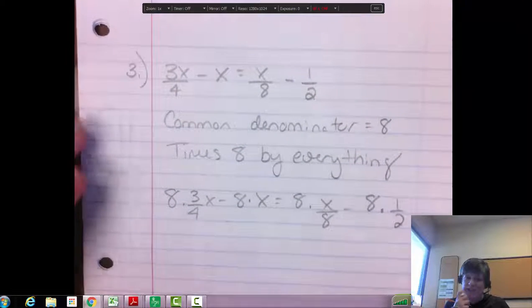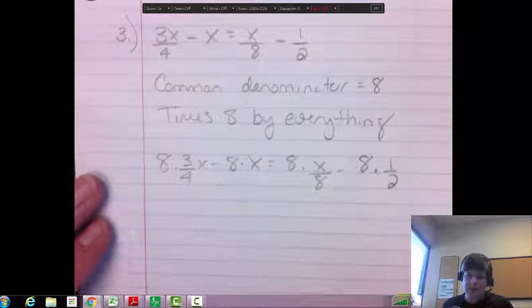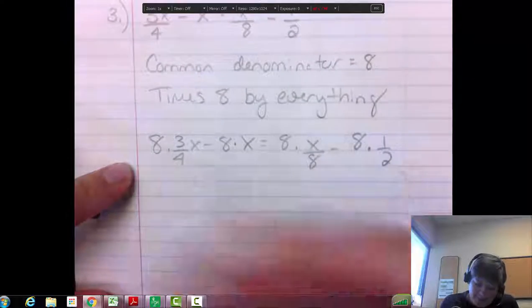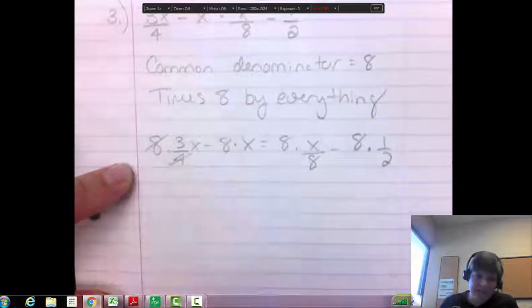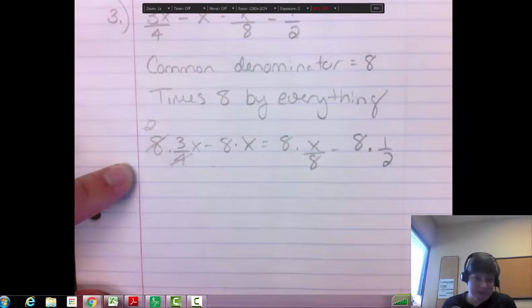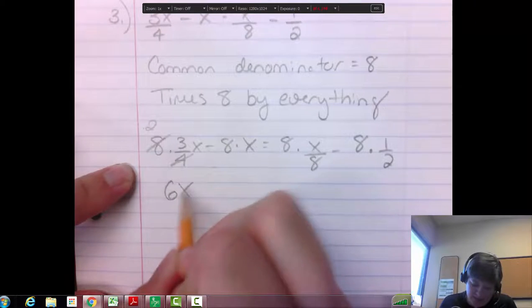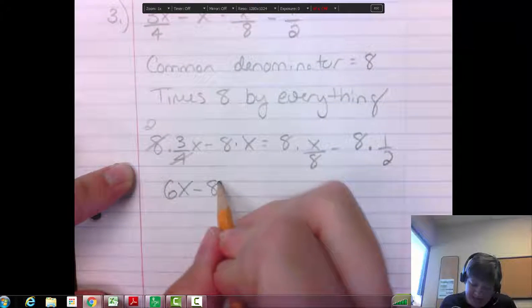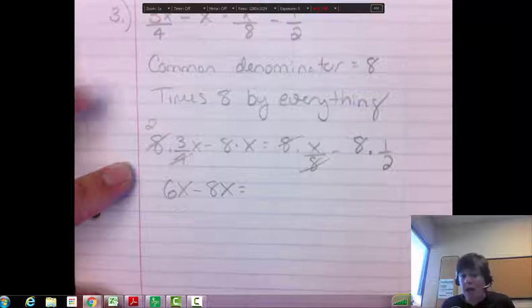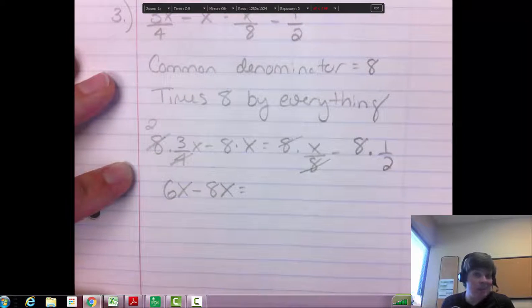If I went too fast, you can pause to write this down if you want it in your notes. So then from here, I'm going to divide the 4 into 8. That's going to give me 2. 2 times 3 is 6x. 6x minus 8 times x is just 8x. All right, here the 8 divided into 8 is 1. 1 times x is x, or 1x.